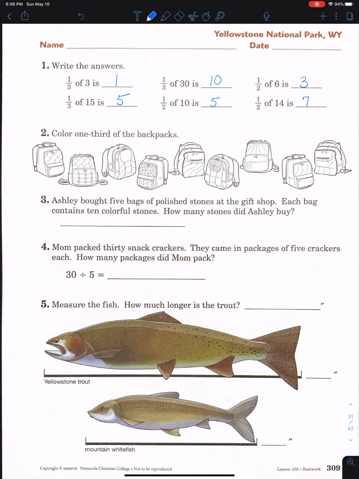Number 2, color 1/3 of the backpacks. Well, in order to find 1/3 of the backpacks, we need to know how many total backpacks there are. Let's count them. 1, 2, 3, 4, 5, 6, 7, 8, 9. There are 9 total backpacks. If you break them into 3 groups, that's what it will look like. You'll have 3 in each group. So you can go ahead and color 3 of the backpacks.